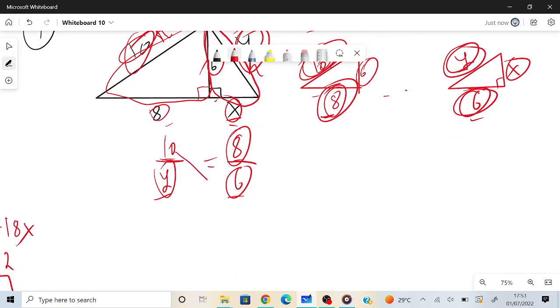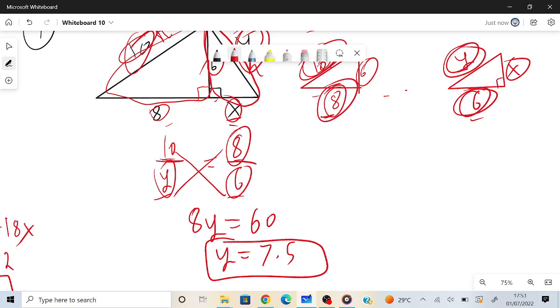So solving for y, again, cross multiplication, you have 8y equals to 60. Y is 60 divided by 8, which is 7.5, if I'm not wrong. And let me just quickly check that. 60 divided by 8. Yep, 7.5.